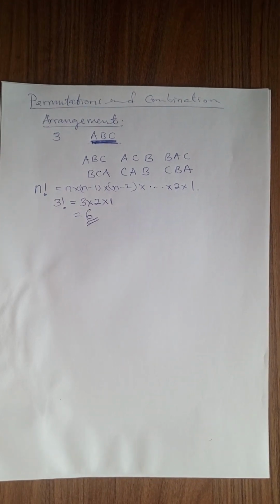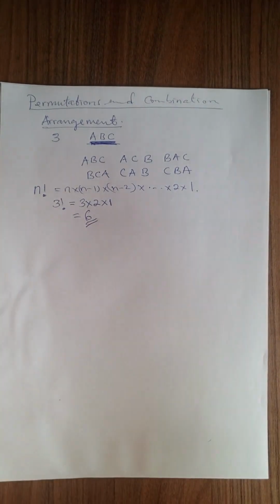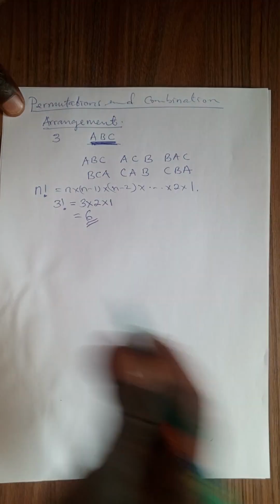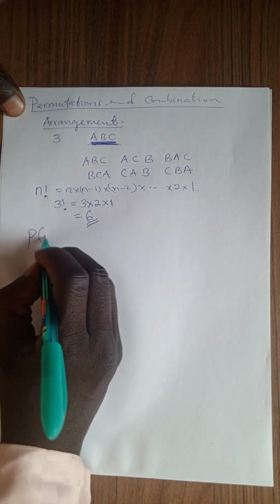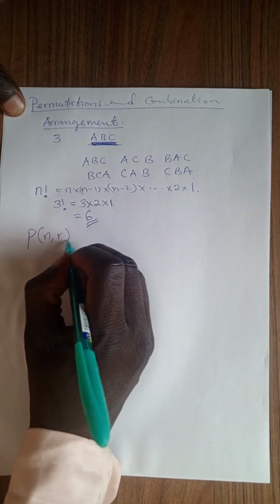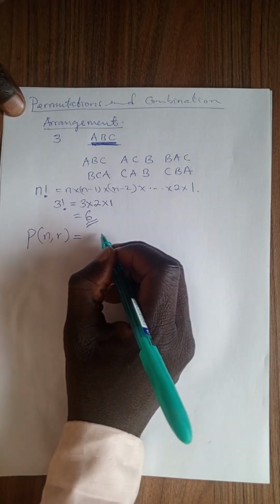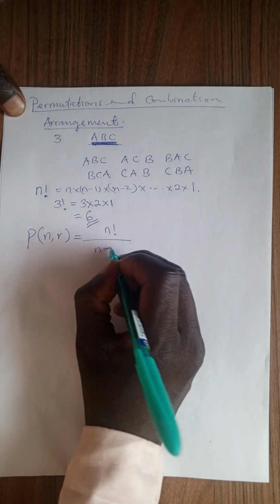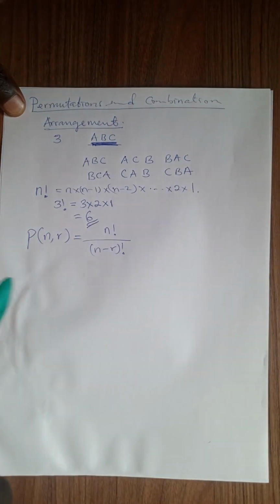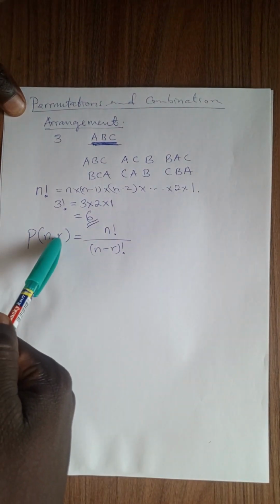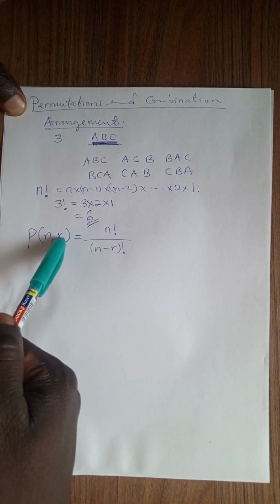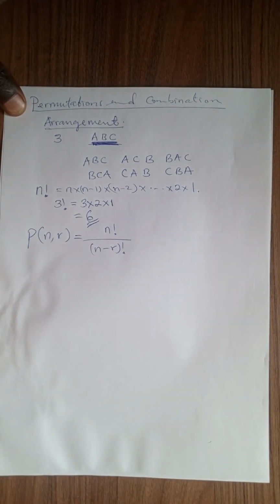And we have a kind of arrangement where we arrange items taking a specific number of items at a time. Let me write the formula: the permutation of n items taking r at a time is always given by n factorial over n minus r factorial. So you have n items, you want to arrange them picking 2 at a time, and in how many ways can you do the arrangement.